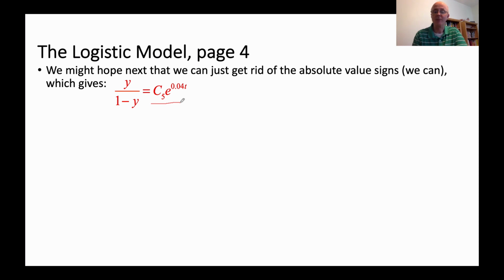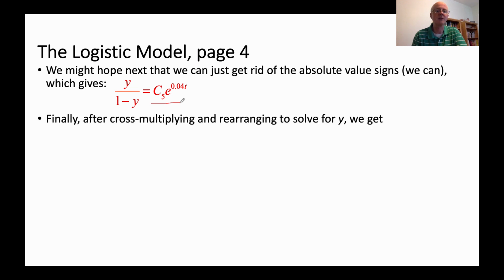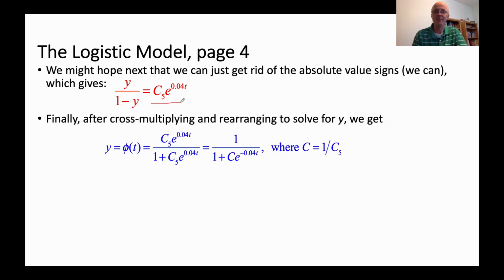Can we solve this for y? You can do the algebra. Cross multiply first. Multiply both sides by 1 minus y. You'll get y on the left side and c5 e to the negative 0.04t times, in parentheses, 1 minus y. You can distribute the c5 e to the negative 0.04t through the parentheses, rearrange, ultimately solve for y. This is what you should get. y equals this expression right here. I'm going to go ahead and call that expression phi of t.